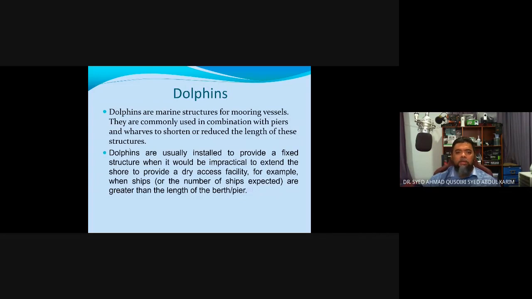So dolphins. What are these dolphins? Dolphins are marine structures for mooring vessels, commonly used in combination with piers and wharfs to shorten or reduce the length of the structures. So it's installed to provide a fixed structure when it will be impractical to extend the shore to provide dry access facility. For example, when ships are greater than the length of the berth.